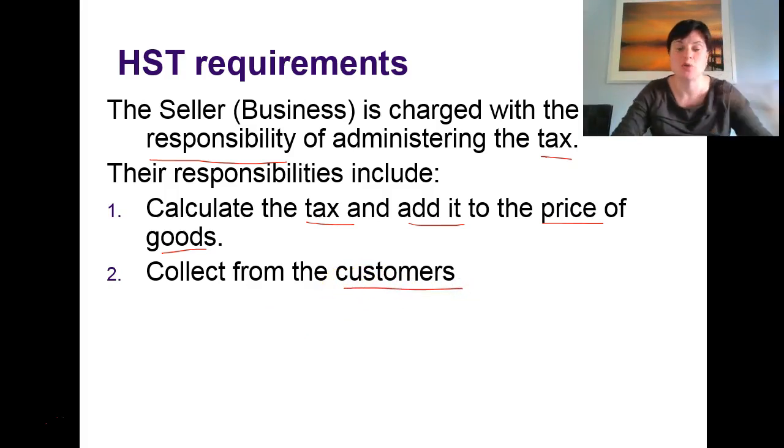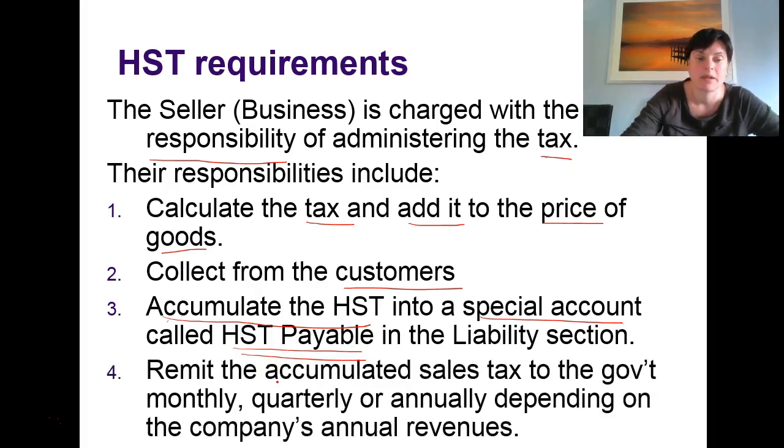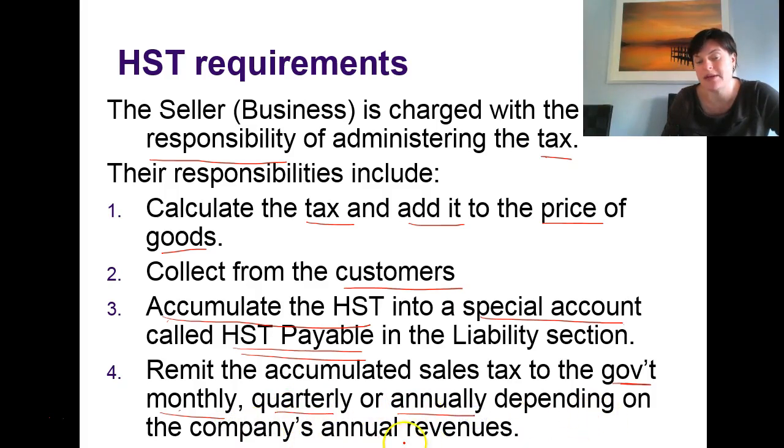So in your case, you would pay the business the $11.30, and the business is required to accumulate all of that HST, all of the 13%, into a special account. That special account is a new liability account called HST payable. At the end of a remitting period, they must accumulate the sales tax and remit it to the government either monthly, quarterly, or annually, depending on the company's annual revenue.